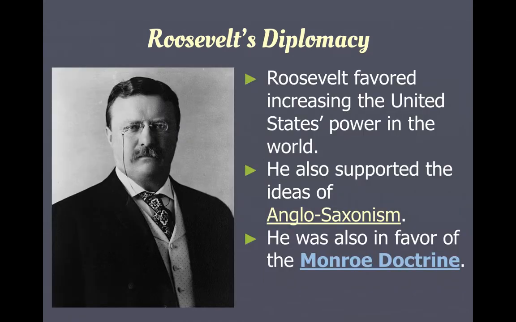So he favored increasing U.S. power in the world, and he also supported the ideas of Anglo-Saxonism. Basically, Anglo-Saxonism is the idea that English-speaking countries, their cultures and economies, are better than most, and so they should spread that around to the rest of the world. He's also in favor of the Monroe Doctrine. We'll talk more about the Monroe Doctrine, but basically it said Europeans are not allowed in the Western Hemisphere. So he is very militaristic in that regard.